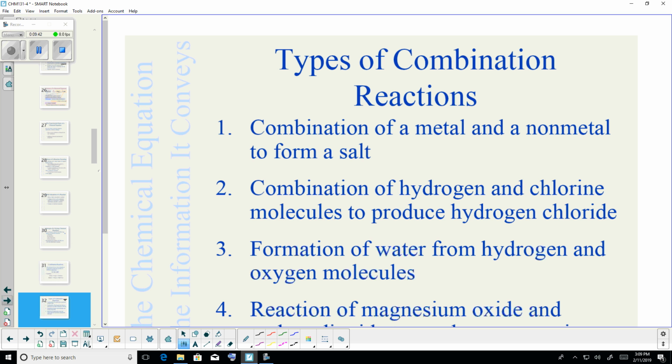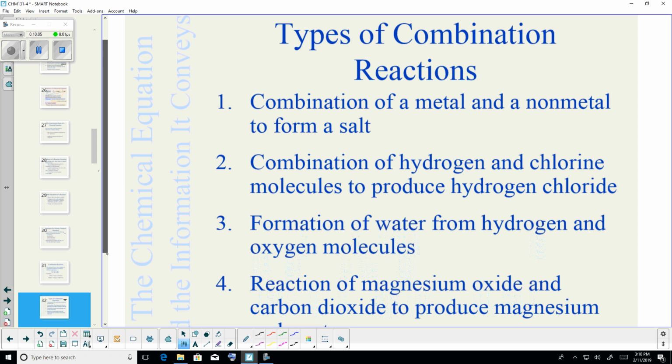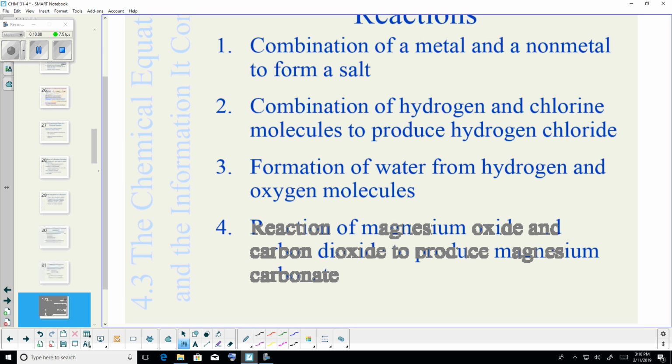So, a metal and a nonmetal to form a salt, which is just what we saw. Hydrogen and chlorine molecules to produce hydrogen chloride. That was actually one of your test questions. Formation of water from hydrogen and oxygen. Water in this case is probably a gas. Reaction of magnesium oxide and carbon dioxide to produce magnesium carbonate. So all of those are combination reactions. Two things gives you one.